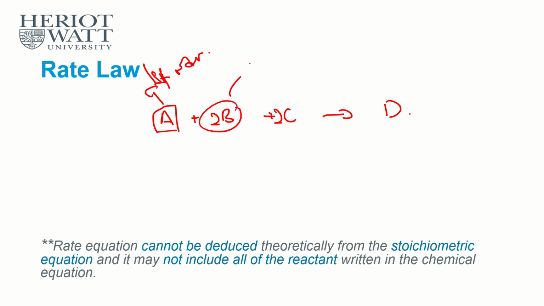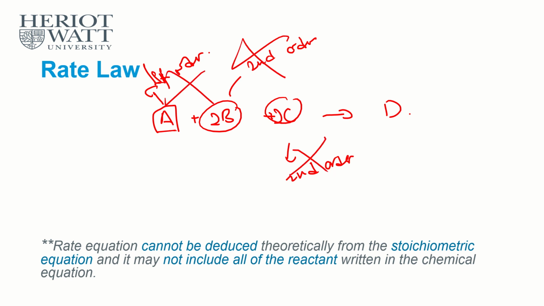And I have 2B. Oh, yes. So this is second order. And 2C, this is also second order. Can I do that? No, guys. You're not supposed to just refer to the stoichiometric equations and look at the coefficients. Or I have 2B, 2C, and 1A. So this is first order and second order.